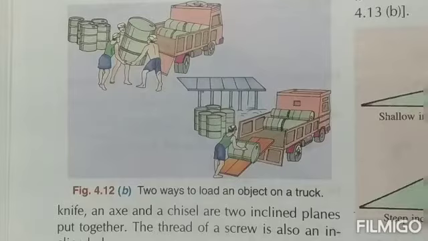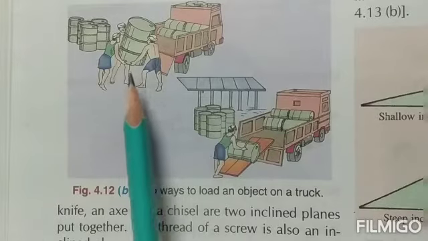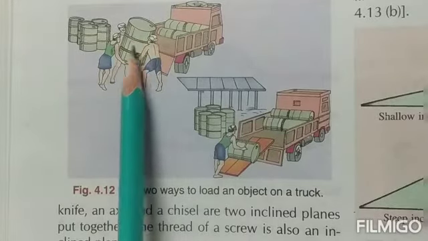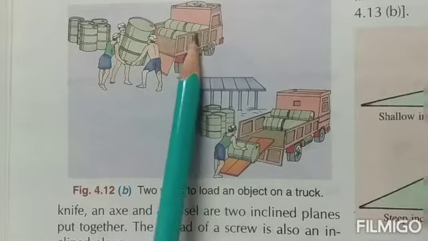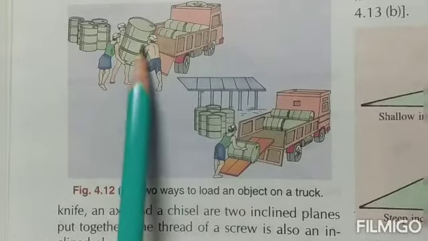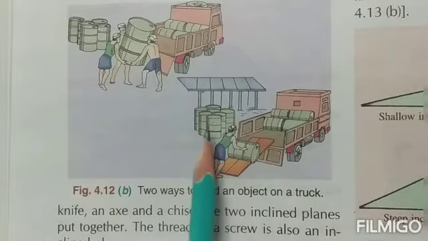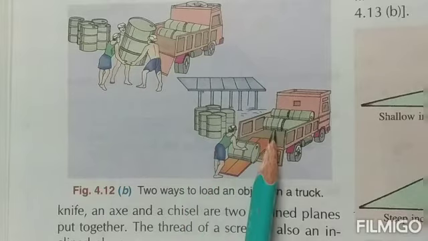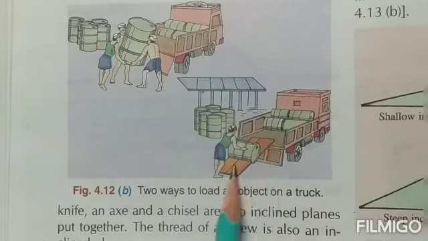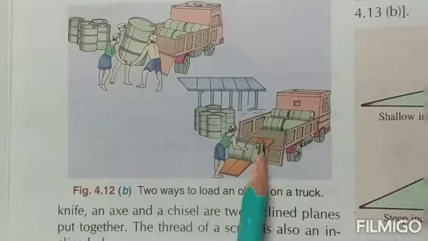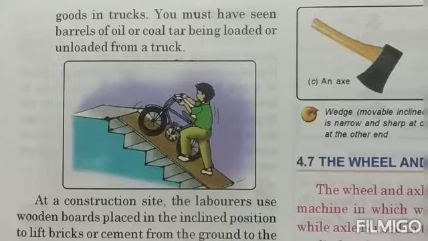Now see, here is one more picture, children. If people try to lift up this heavy load and then keep it inside the trucks or the lorries, it will be very difficult. A lot of people will be required. Whereas on the other side, only one person will be required to take these heavy loads and load them onto the truck with the help of this slanting ramp that is put, which is known as an inclined plane.